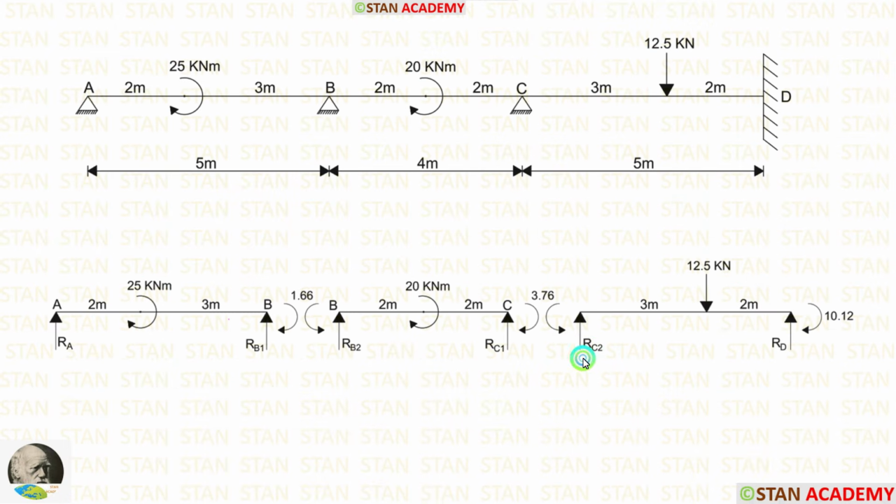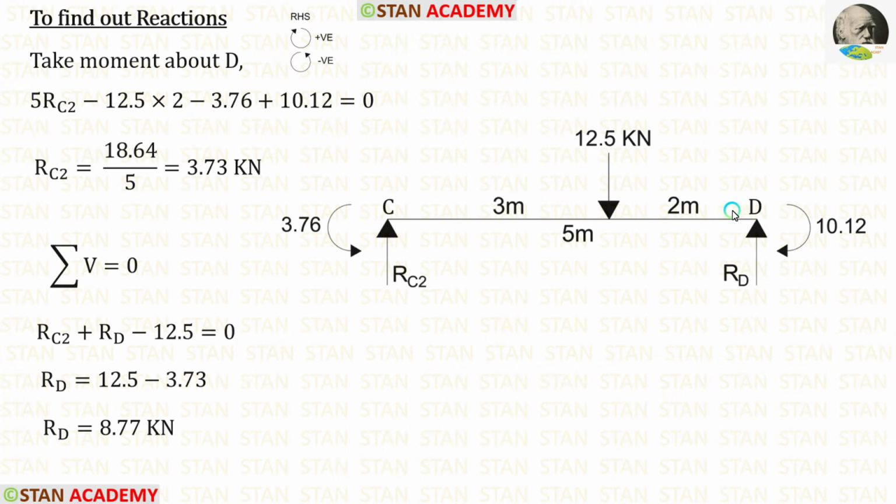Now, let us take the span CD and calculate the vertical reactions. In the span CD, there are two moments, MC, which is acting in the anti-clockwise direction, and MD, which is acting in the clockwise direction. By taking moment about D, we can calculate RC2, which is equal to 3.73 kN. By applying this rule, we can calculate RD, which is equal to 8.77 kN.